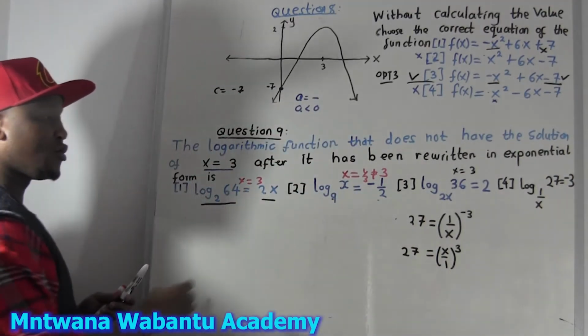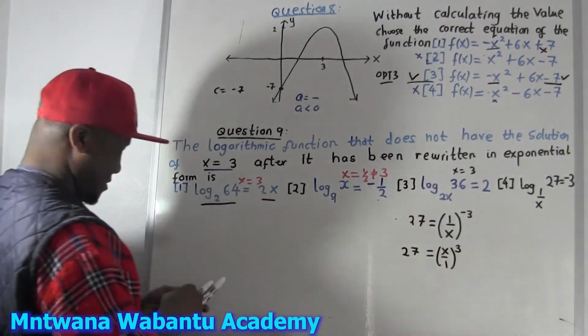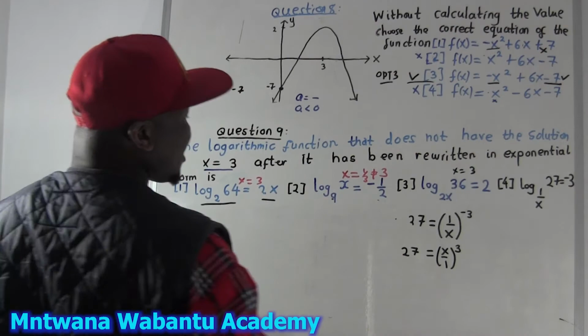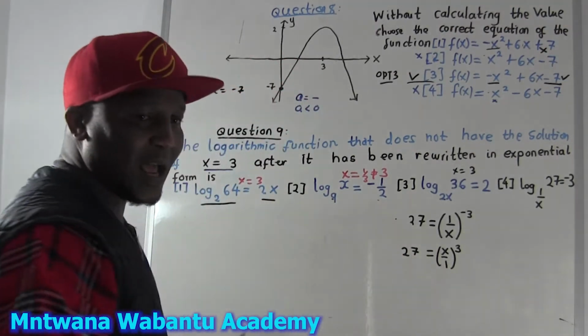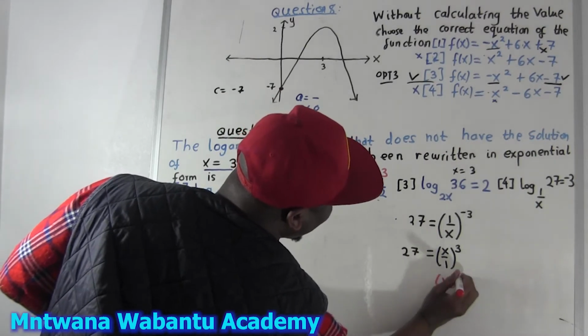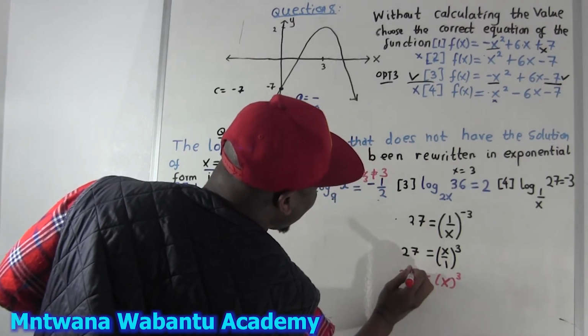Because you reciprocate. So what you do, you make it positive, and then you flip them. So what you do here, easy. I'm going to say, what is x over 1? x over 1 equal to x. x over 1 is x, but we have power 3 and then equal to 27.